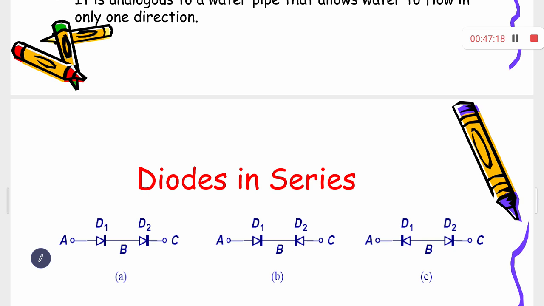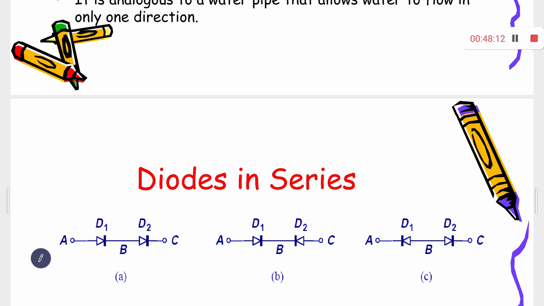So, when the voltage at point A is greater than the voltage at point C, then both of these two switches will be on. Basically, here I have a series of two switches. In order to make this entire combination act as a switch, both of these two switches should be on. On means closed.